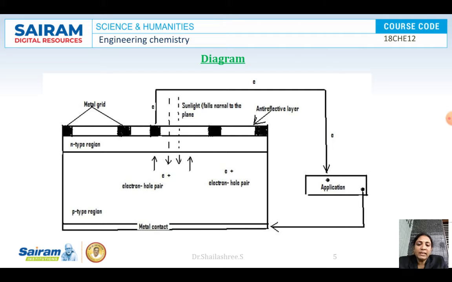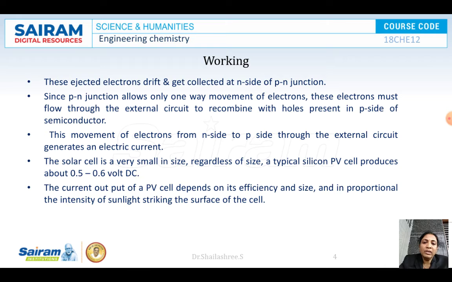These two terminals are connected to a conducting device like a battery, and there will be an anti-reflective layer. Okay, this is about the diagram. Now let us see how it works. Here on the PN junction, when solar energy is falling, electron and hole pairs are generated.